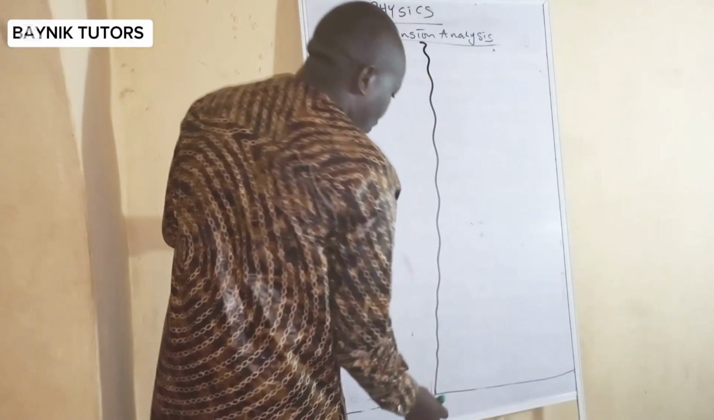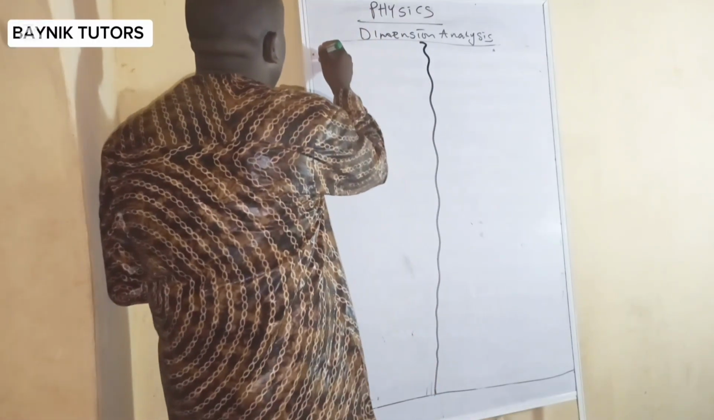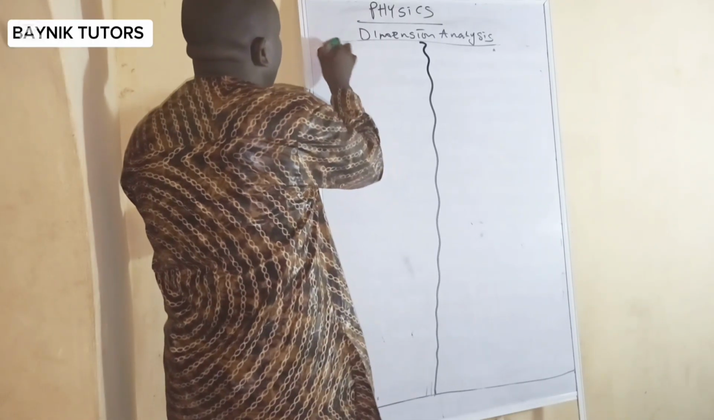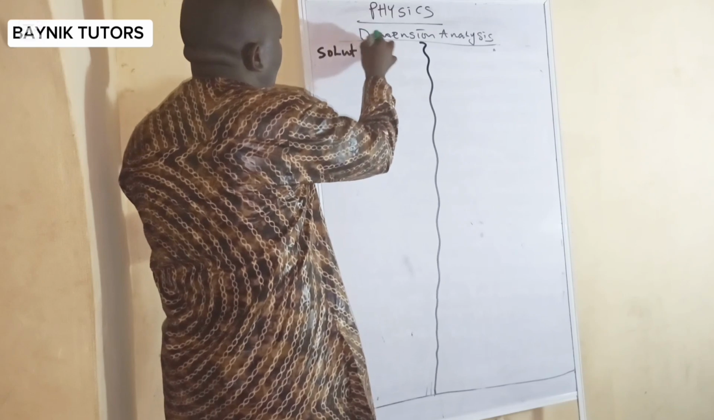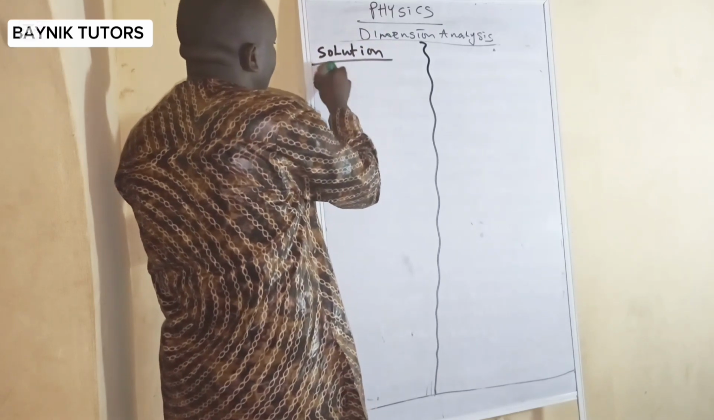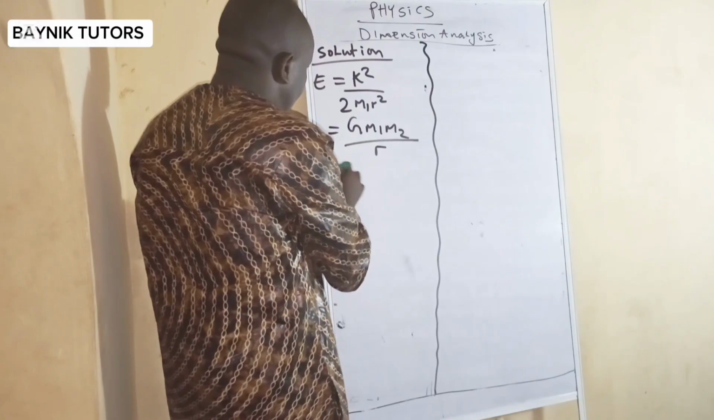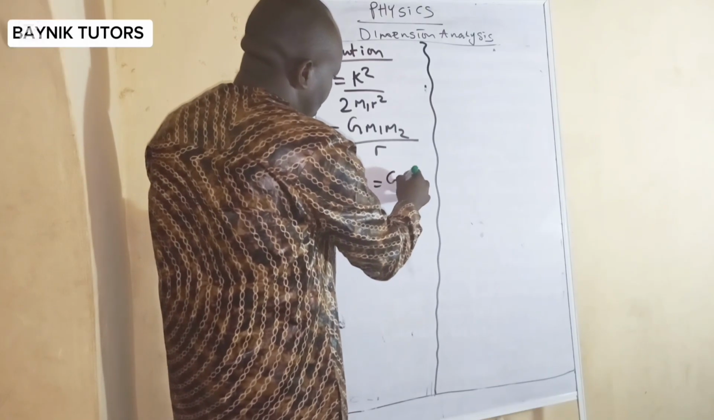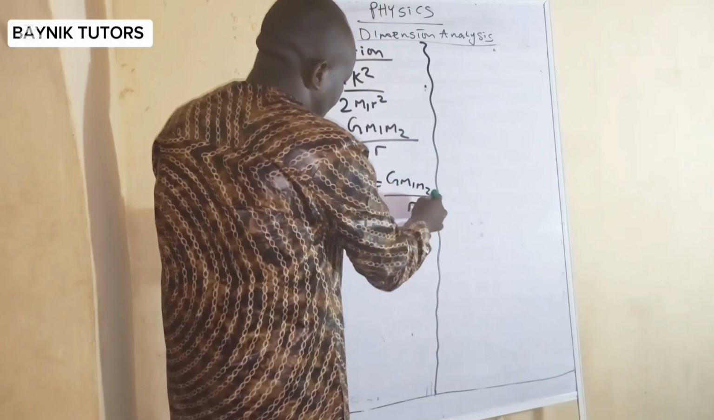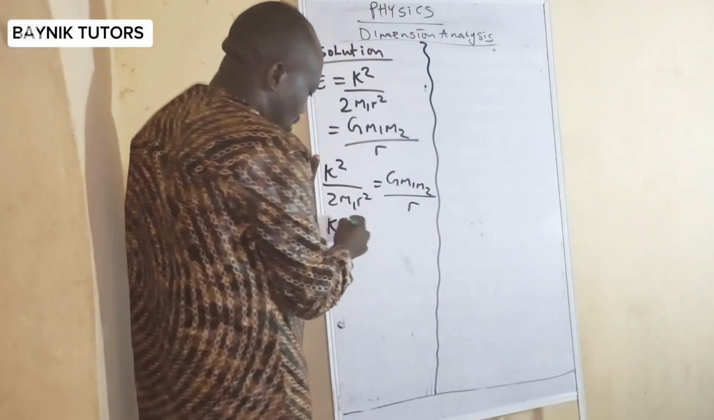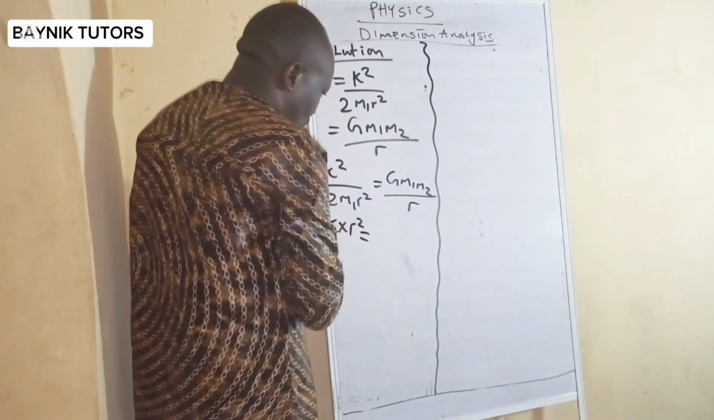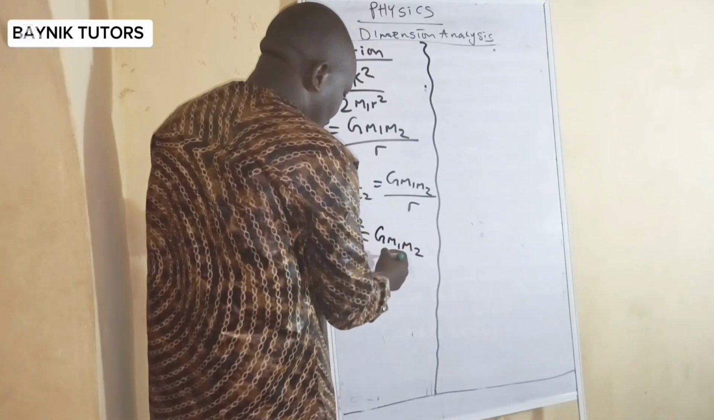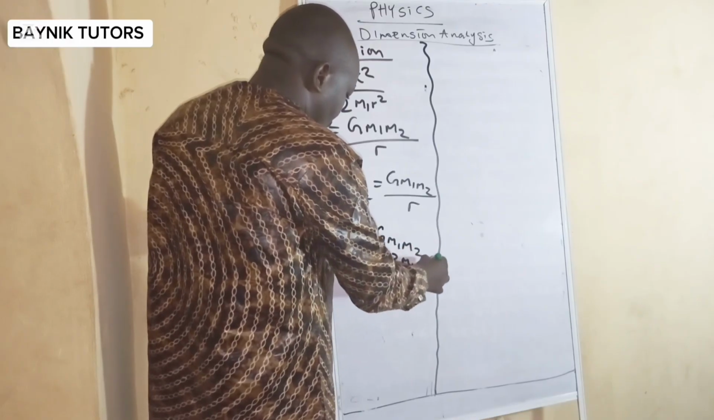Yeah, we are going to look at the solution. Using the formula there, we have K square over 2m1 R square is equal to Gm1 M2 over half. So we cross multiply. That will be K times R square is equal to Gm1 M2 times 2m1 R square.